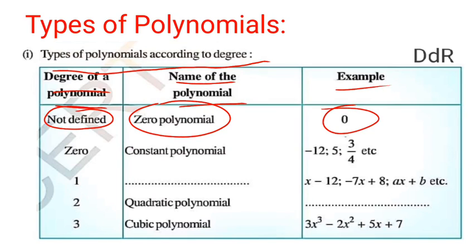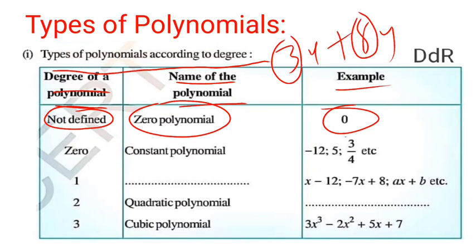First one is the zero polynomial, and its degree is not defined. Example: 0. What is a zero polynomial? 3x plus 8y is a one polynomial. Here the coefficients are 3 and 8. When the coefficients of the variables become 0, then it is called a zero polynomial.